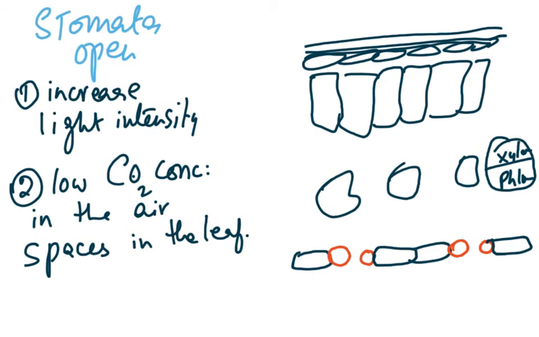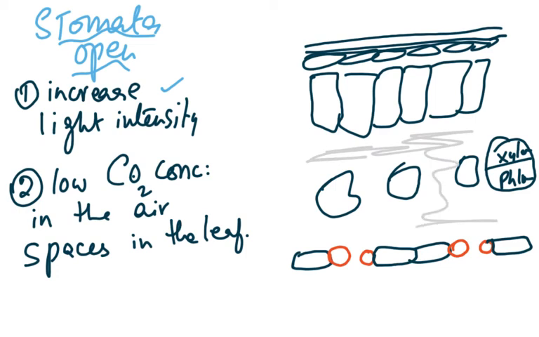Now as you look at how the stomata respond to changes in environmental conditions, stomata open in response to two things. Number one, increasing light intensity. In the morning, as soon as the sun comes out, the light intensity keeps on increasing, so stomata will start to open. Number two, they will open when there is less carbon dioxide in the air spaces in the leaf.